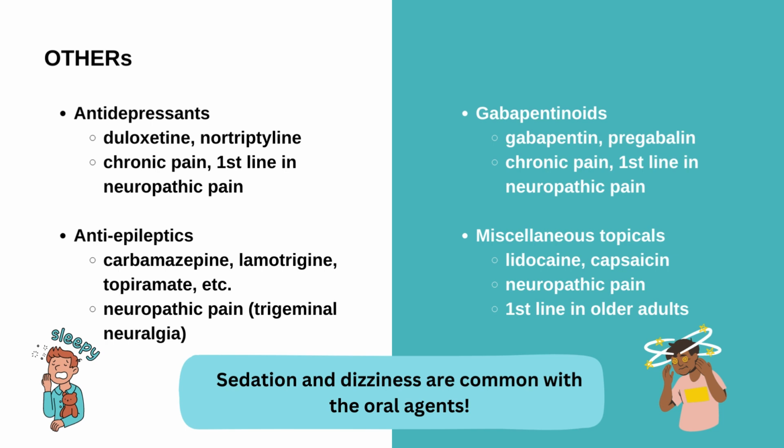We also have anti-epileptic medications, which we do use on occasion for the treatment of various types of neuropathic pain, specifically trigeminal neuralgia, with the most common one being carbamazepine. And finally, we have miscellaneous topical agents, specifically lidocaine, which is a topical anesthetic, and capsaicin, which is the chemical found in spicy chili peppers that gives them their heat. Both of these agents have been shown to be beneficial in the treatment of various types of neuropathic pain, like I mentioned, and lidocaine is actually a first-line treatment option in older adults suffering from neuropathic pain due to its relatively low adverse effect profile.